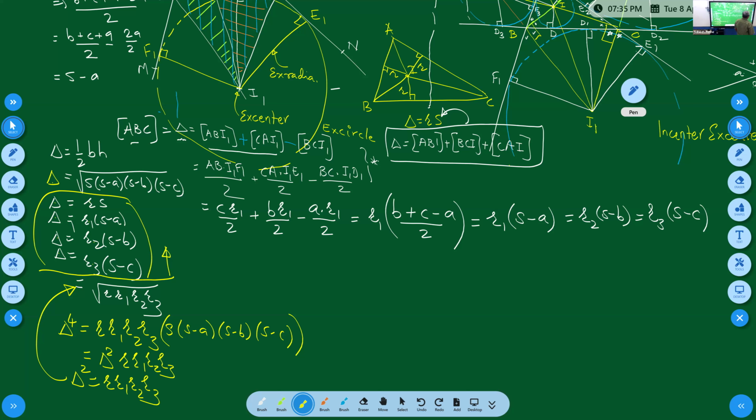So the area business is over. We will solve some numericals where we will get practice of using this, so that you will remember it.